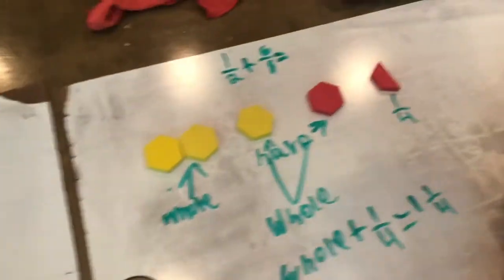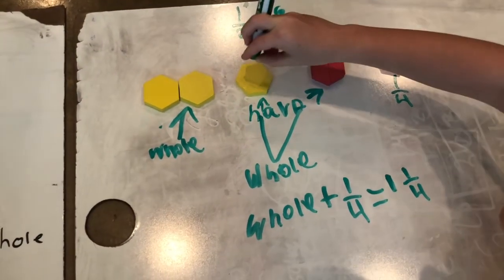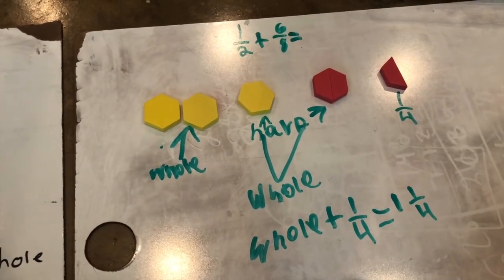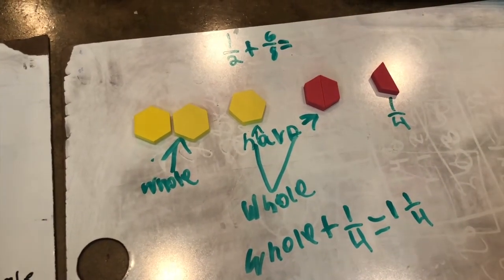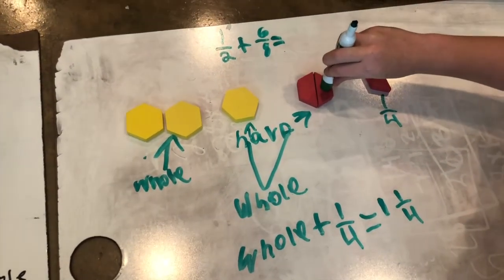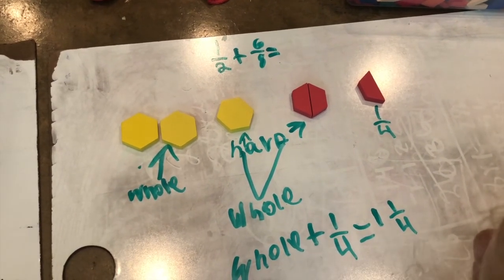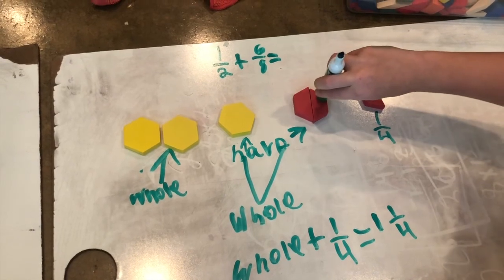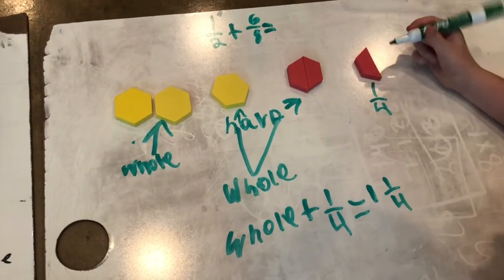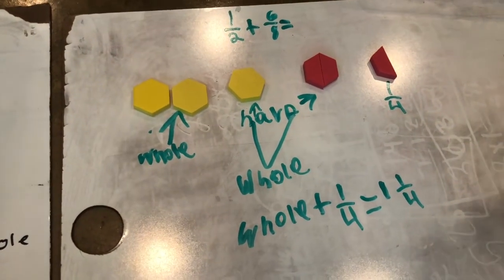All right, tell me what you did. Well, I knew that 2 of these were 1 whole. Okay. And then half would be one of these. Okay. So I put a half right there. And then I had 6/8. These represent the 6/8. Okay. So I knew that another one of these, two of these, would equal a half. Okay. So I did half plus half equals a whole. And I knew that this was 1/4. So I did a whole plus 1/4 equals 1 and 1/4.